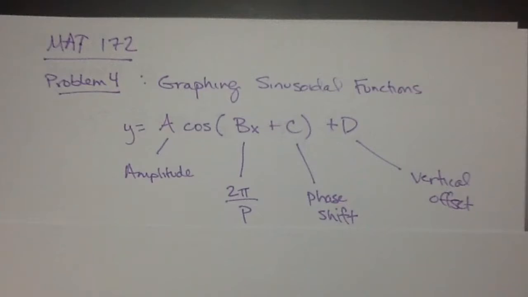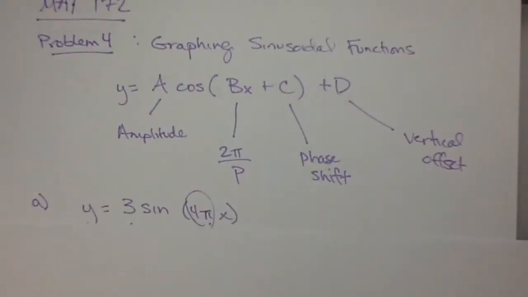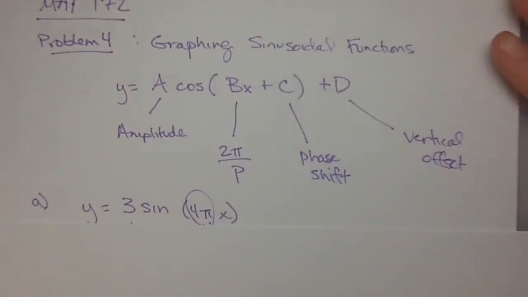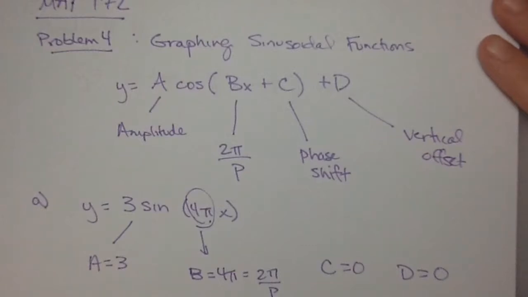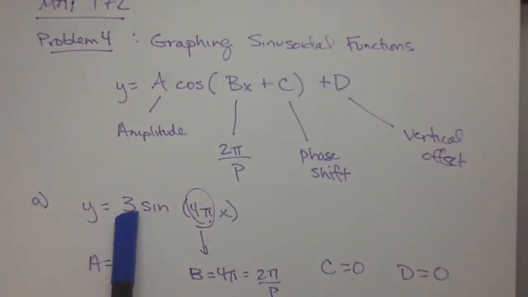So the first thing that we're going to talk about is problem 4a, which is y equals 3 sine of 4 pi x. Immediately we see that there's no phase shift and no vertical offset, and we can just go from there. This coefficient here, A, is the amplitude, so you know the maximum will be 3 above the midpoint, the minimum will be 3 below the midpoint.